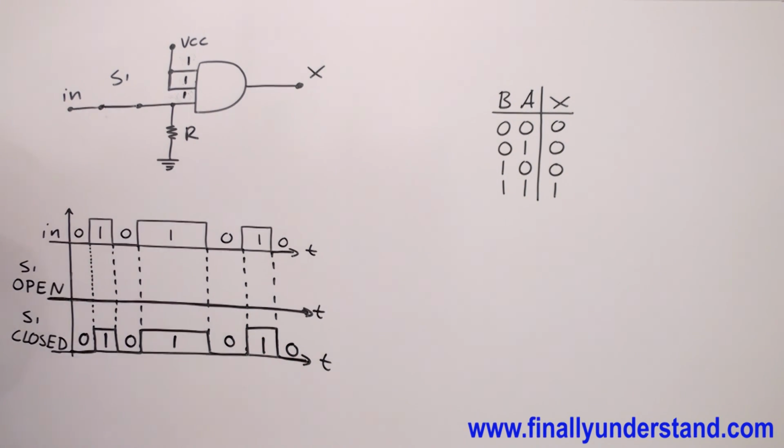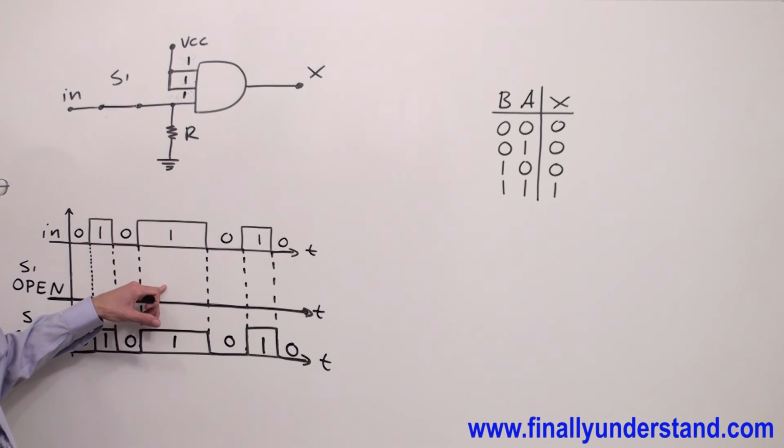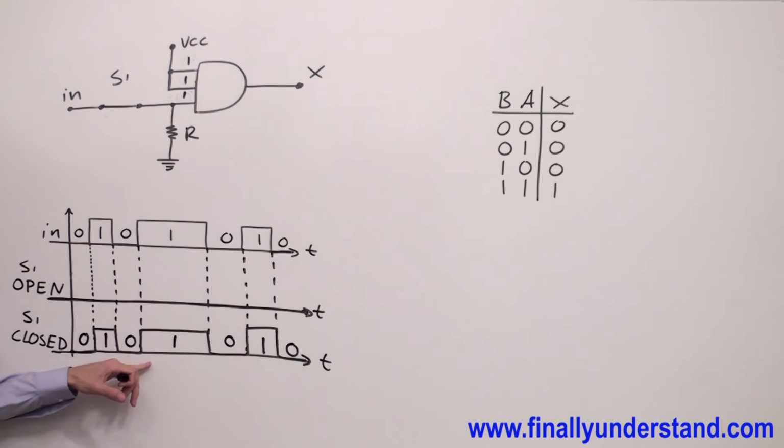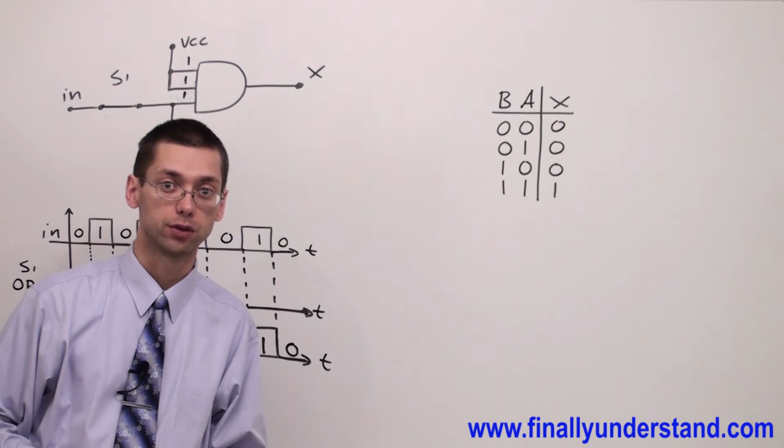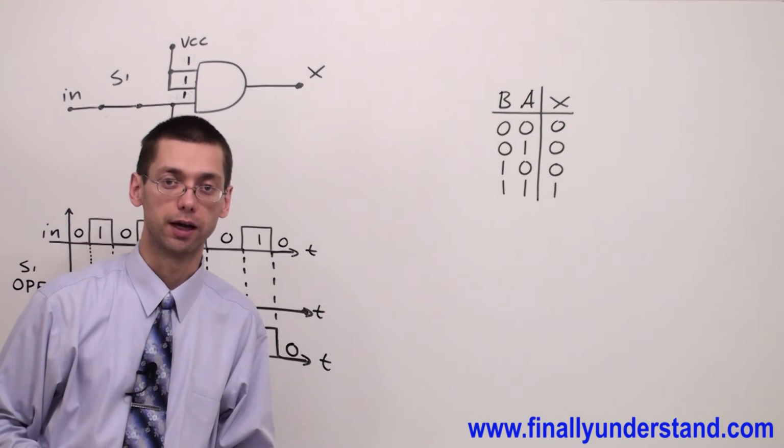Okay, so I found the output for this gate when the switch is open and when the switch is closed. So I can say that these 2 waves, okay, are the answers to my problem.